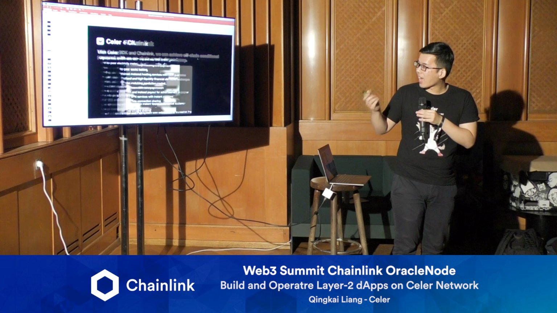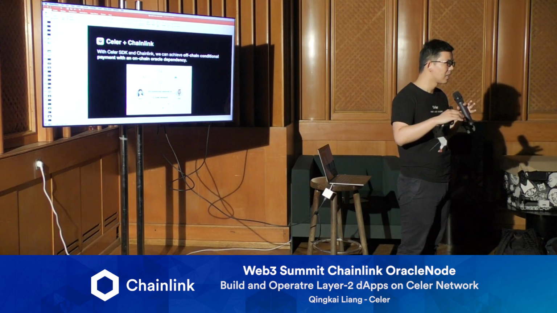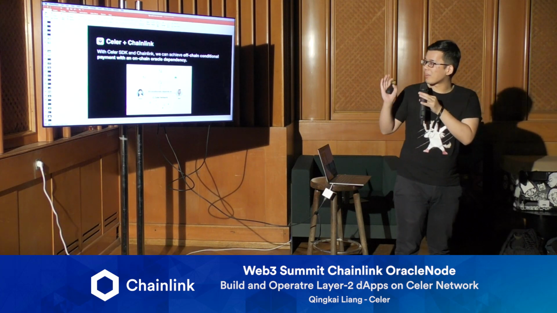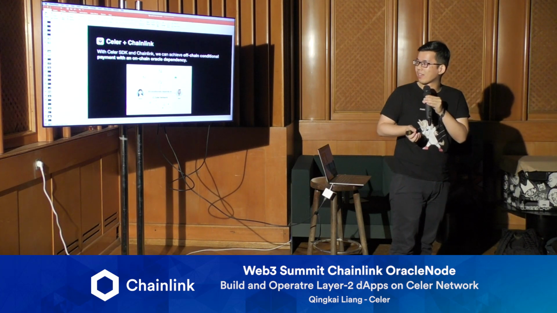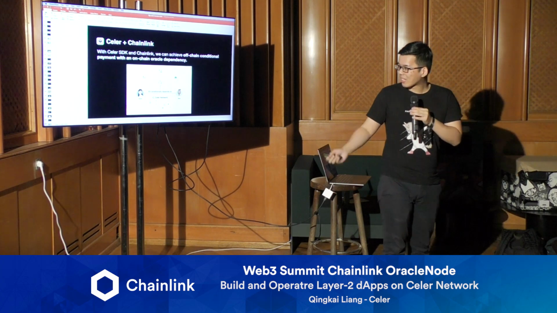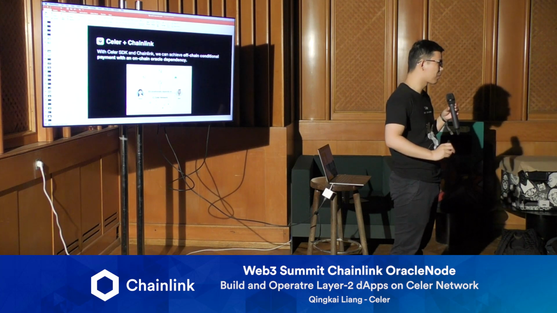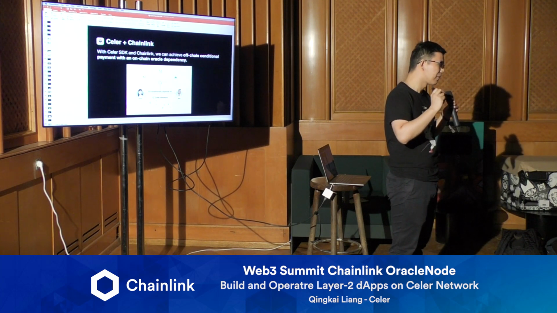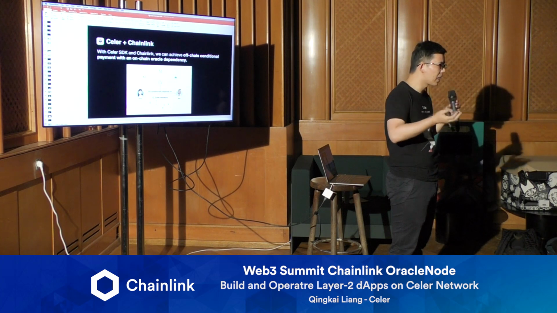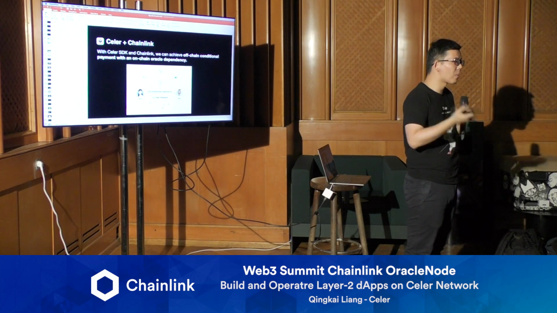But one of the things I want to mention here is the applications that could be enabled by the Celer SDK and also the Chainlink Oracle. With the Celer SDK and the Chainlink Oracle, we can achieve off-chain conditional payment with a dependency on a real-world oracle. Basically, I can send you an off-chain payment based on some real-world data, for example, whether tomorrow Berlin will be raining, or whether the temperature will be higher. This is one example of a prediction market.